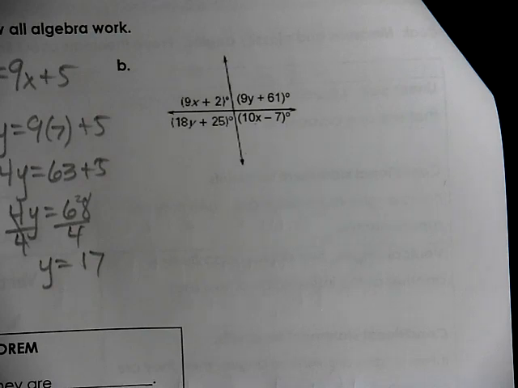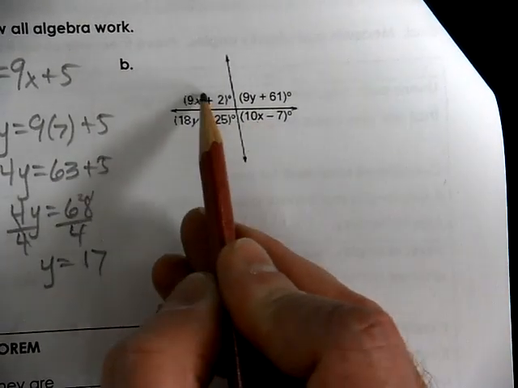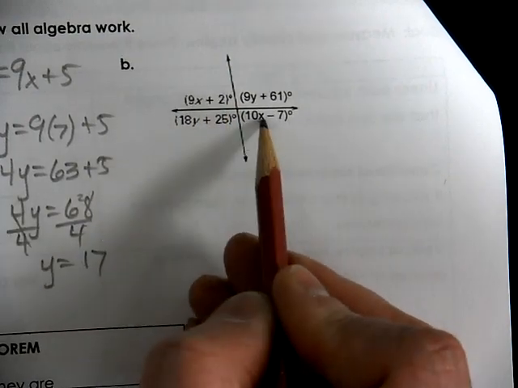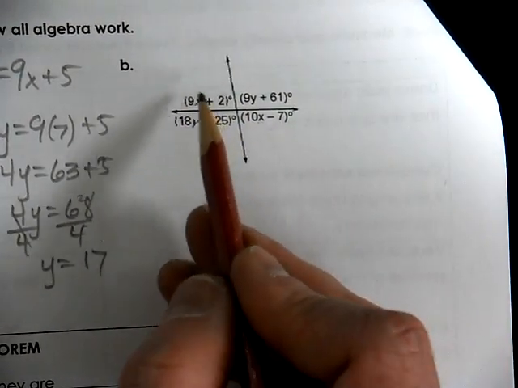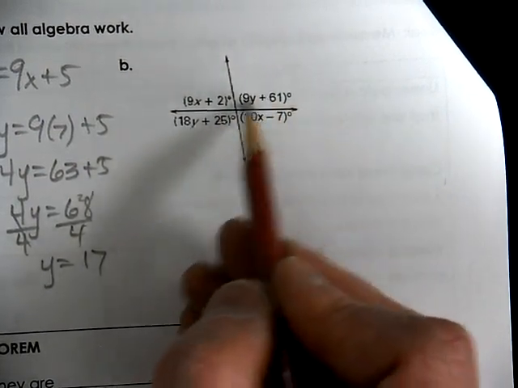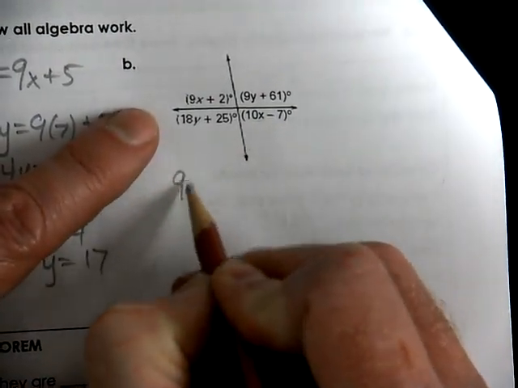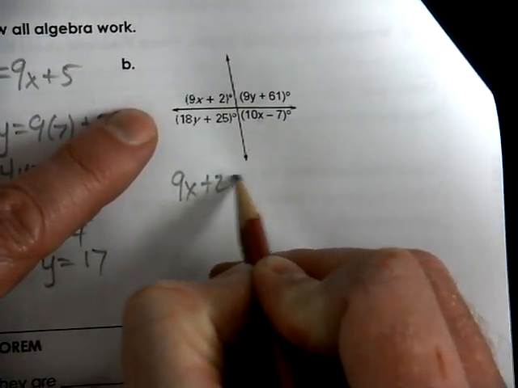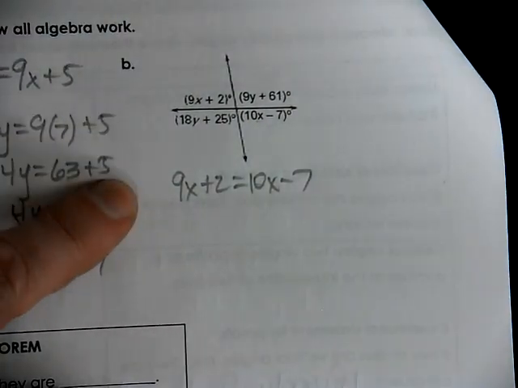The x's, they're not next to each other. They're across from each other, and this is a big X. So they are considered vertical, and so are the y's. The y's are across from each other. So really, the only thing we can do is 9x plus 2 equals 10x minus 7. The math is easy.